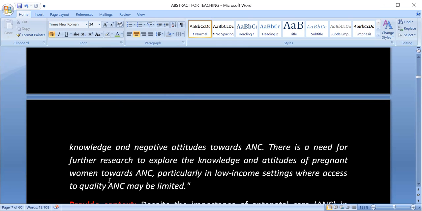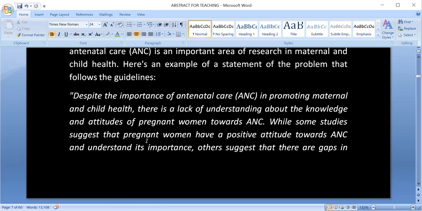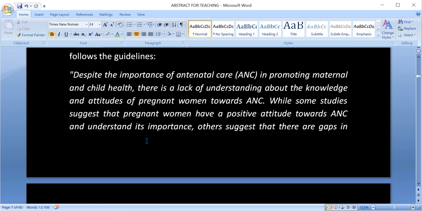There is a need for further research to explore the knowledge and attitudes of pregnant women towards ANC, particularly in low-income settings, where access to quality ANC may be limited. You see, this is how a well-written statement of problem begins.